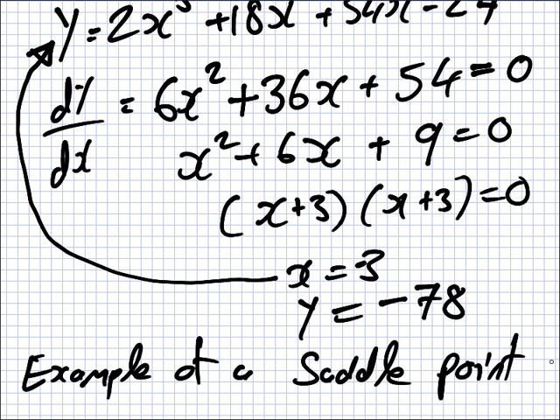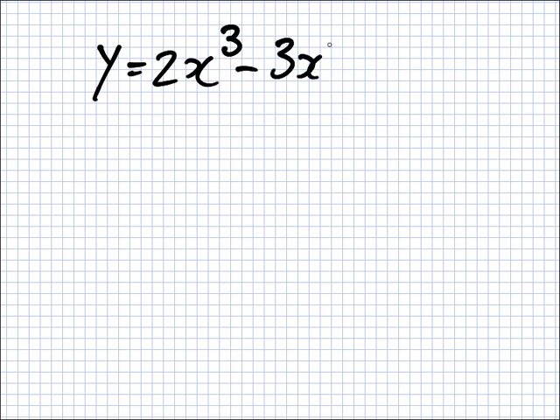Anyways, can I scroll down? Yep. So, let me give you a cubic to try and then I'll do it. y equals 2x cubed minus 3x squared minus 36x plus 30. I want the x and the y turning points.